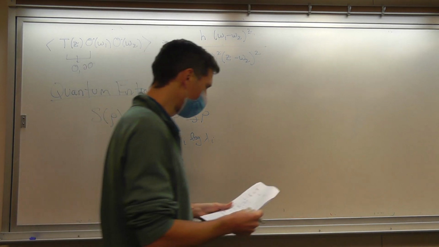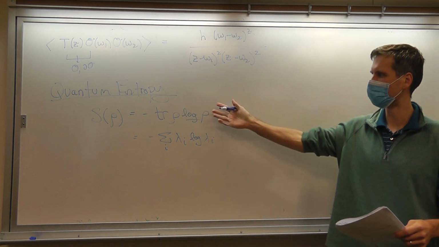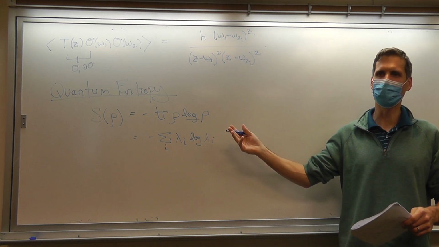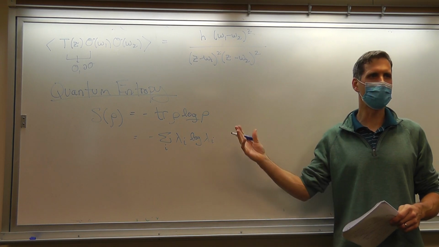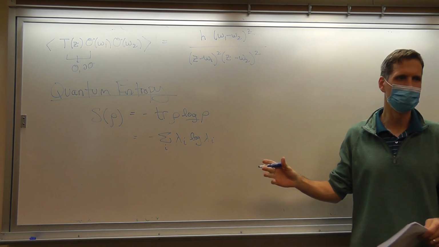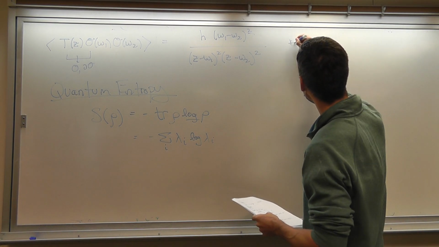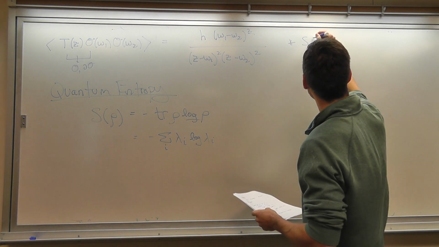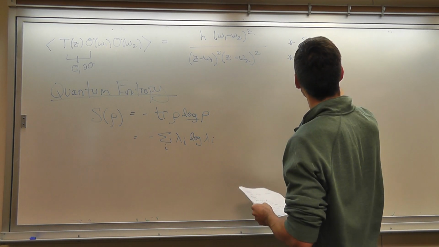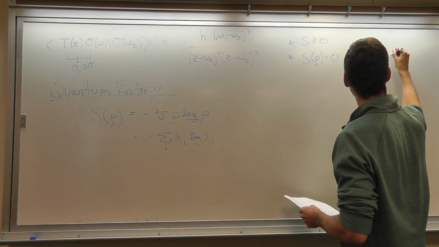Some basic properties, and some terminology, I guess. This is called the von Neumann entropy or the quantum entropy. In various other contexts, sometimes it's called the entanglement entropy, or I think I got all of them. I'll refer to it by all those names. Some basic properties. It's non-negative. It's equal to 0 if and only if rho is pure.